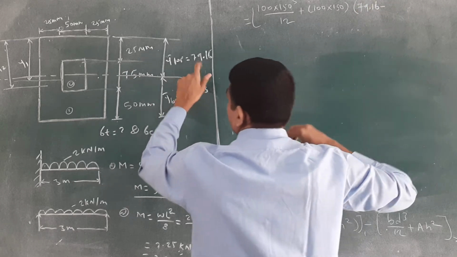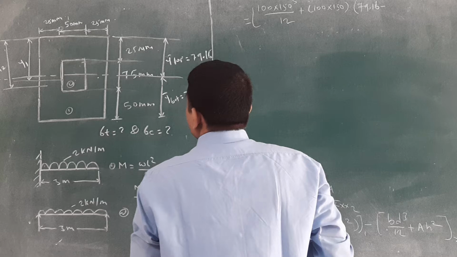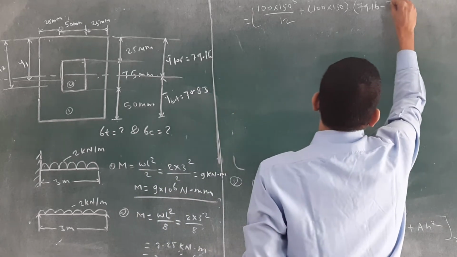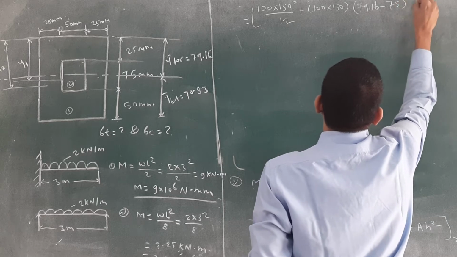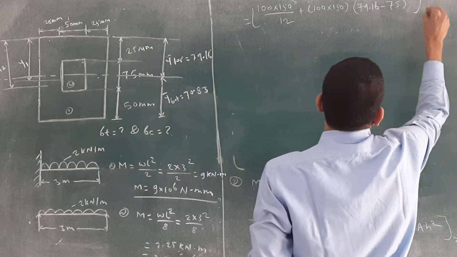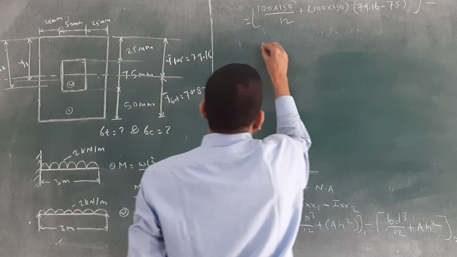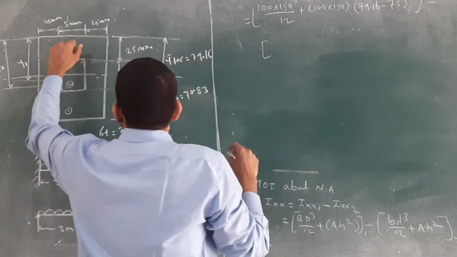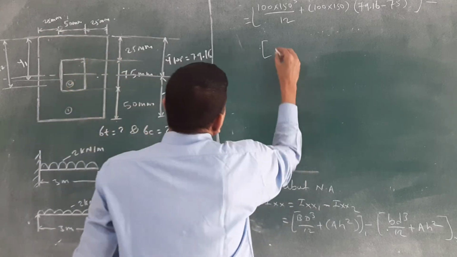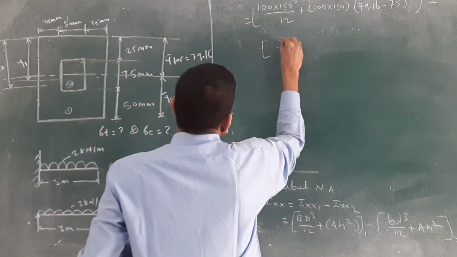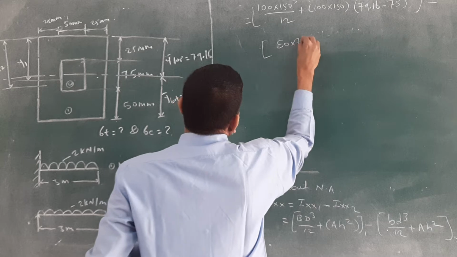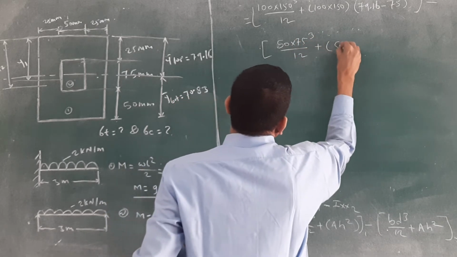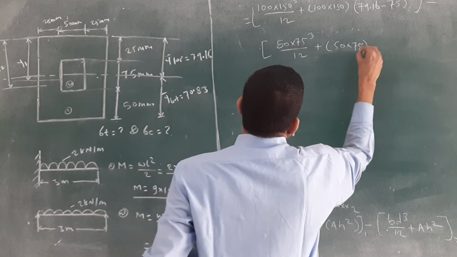79.6 minus what is the Y1 value? Already we have calculated that the Y1 value is 75, in brackets, squared. This is for the first part. Then for the second part area, check that: 50 into 75 cube divided by 12, plus again area 50 into 75.